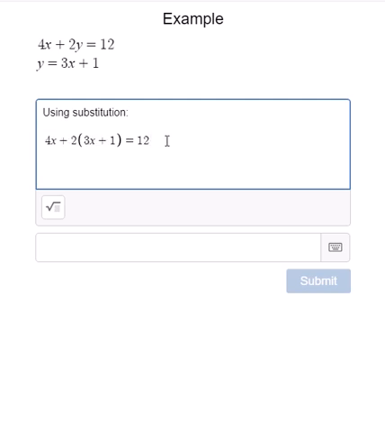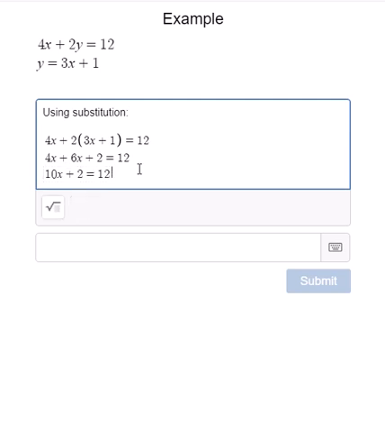As I continue to the next line, if I simplified this, this would become 4x plus 6x plus 2. That was me distributing the 2 to the 3x and the 1. And that equals 12. Now let me go to the new line. Now I'll collect my like terms. So I have 10x plus 2 equals 12.